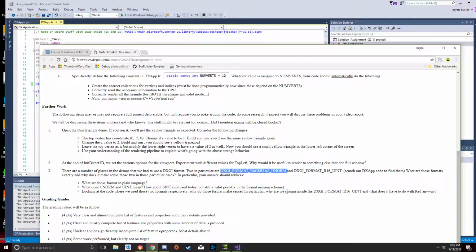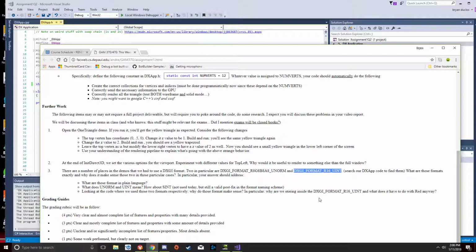So this format we use for the vectors is a 4-component format that includes an alpha. So we have the red, green, blue, and alpha. So this would be X, Y, Z, and I'm going to guess W. A U-norm is an unsigned normalized integer, but it's treated as a float, so it can have decimal numbers.